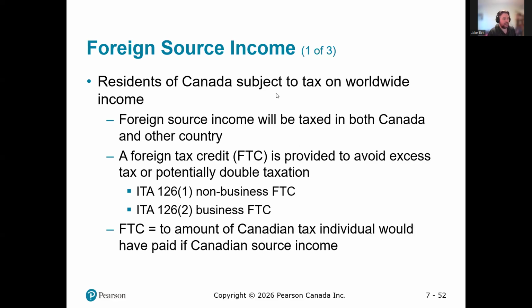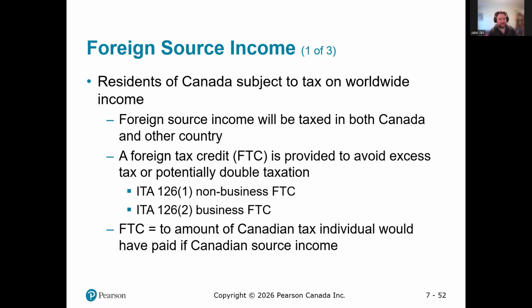Residents of Canada are subject to tax on their worldwide income. So if you get income from a foreign nation, you will be taxed in both Canada and likely that other country as well. The foreign tax credit is provided to avoid excess tax or potentially double taxation. This credit is calculated slightly differently for non-business versus business income. It is meant to represent the amount of Canadian tax the individual would have paid if they had earned the income in Canada.